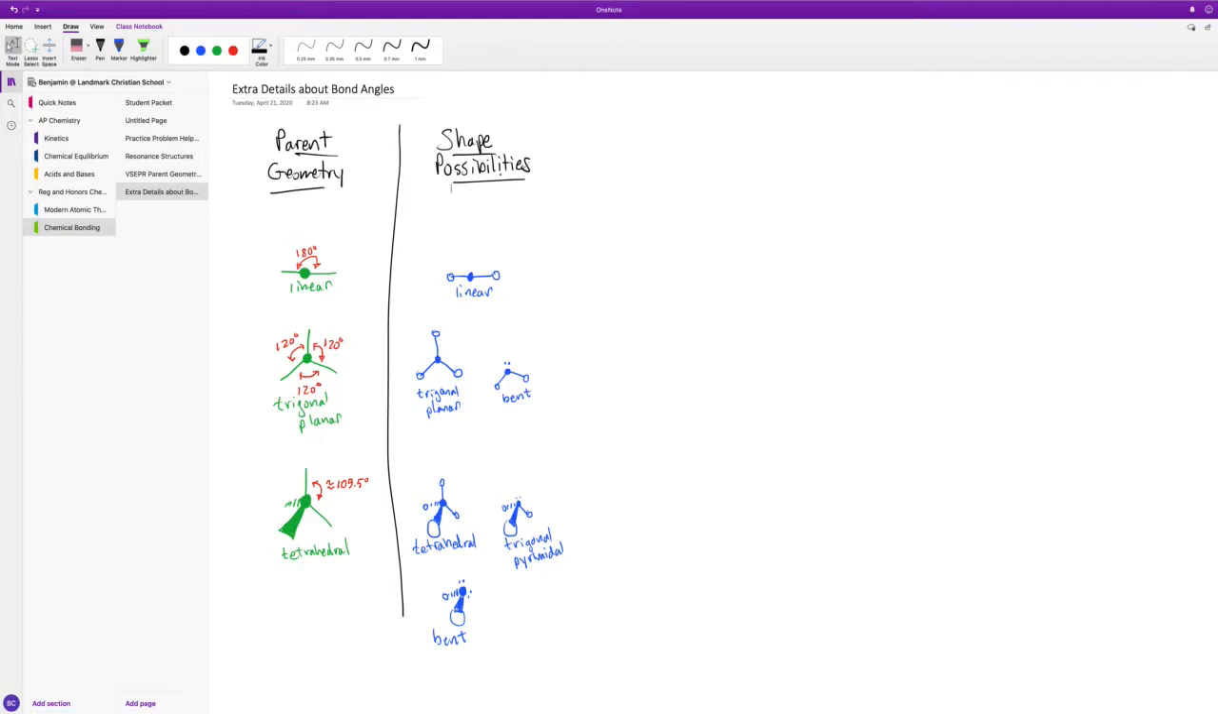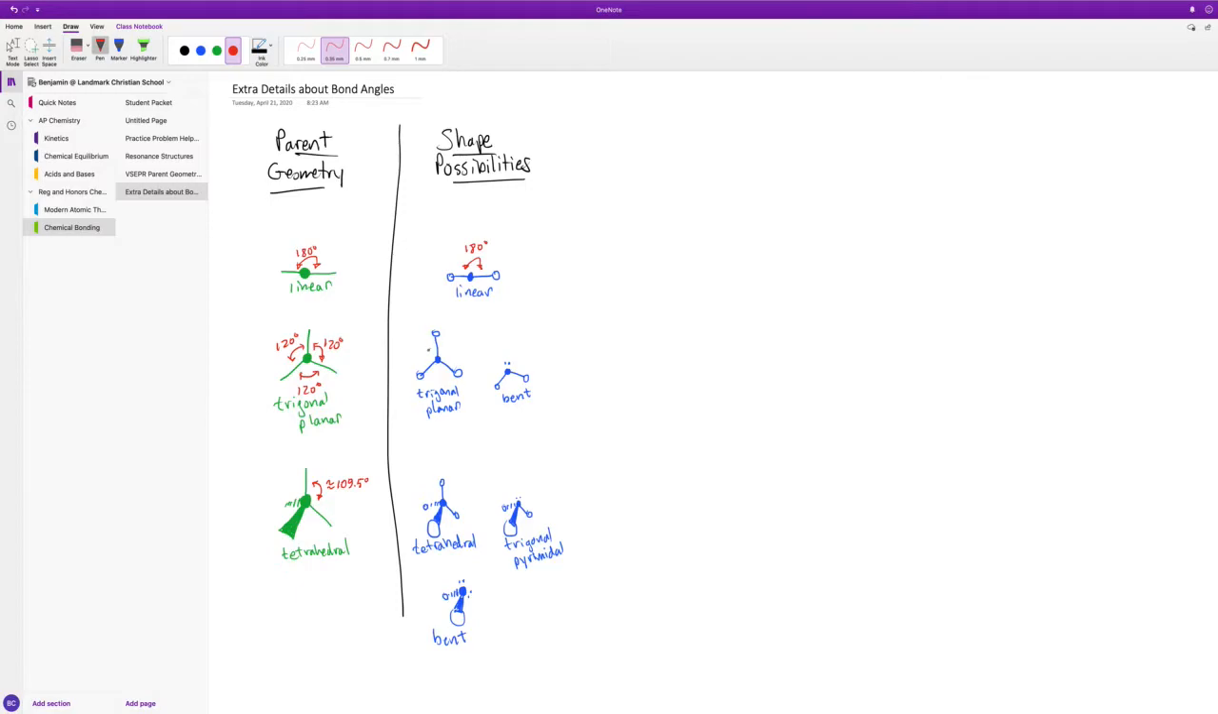Hi there, I want to give the honors classes some extra details about the bond angles in molecules. So we do have these three parent geometries: linear, trigonal planar, and tetrahedral. And if those are the actual shapes, those would be the true bond angles. In your linear molecule, that would be 180 degrees. So these two white atoms would be separated from each other by 180 degrees.